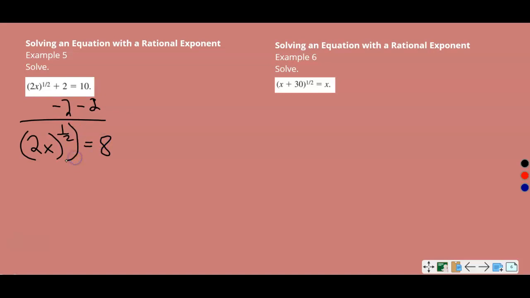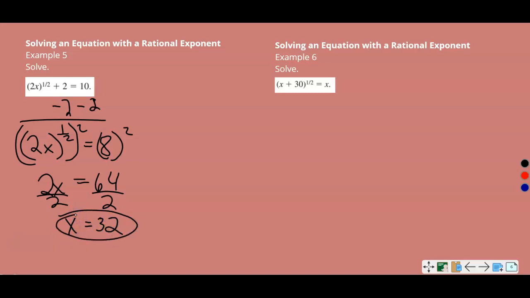To get rid of the 1/2 power, I'm going to square both sides. Remember the properties of exponents: a power to a power, you multiply exponents. So half of 2 is 1, and that leaves just my 2x on the left. And then 8 squared is 64. Divide both sides by 2. x equals 32.